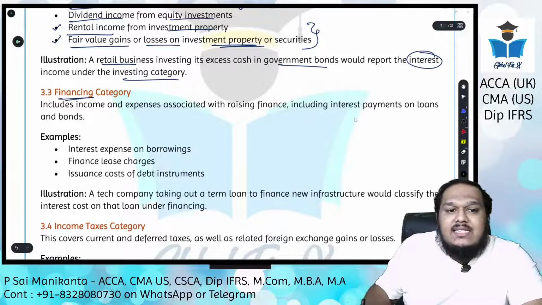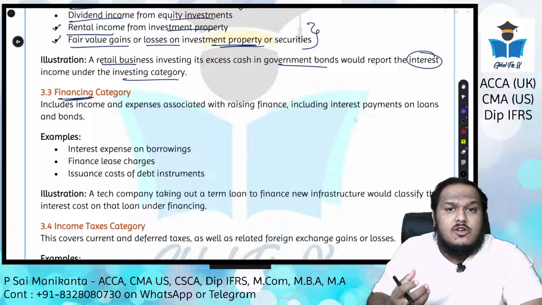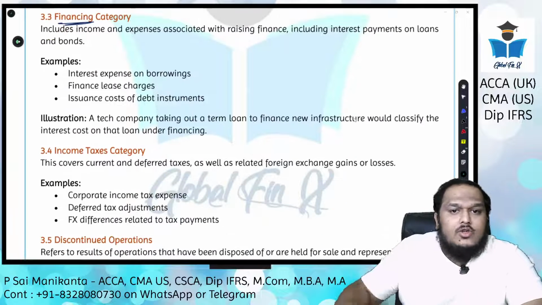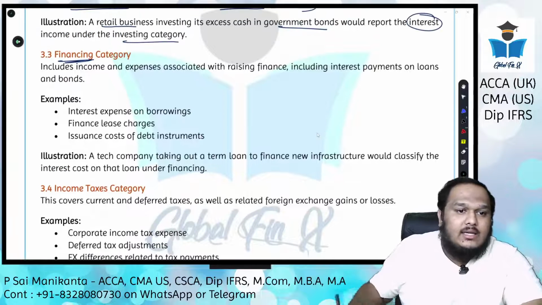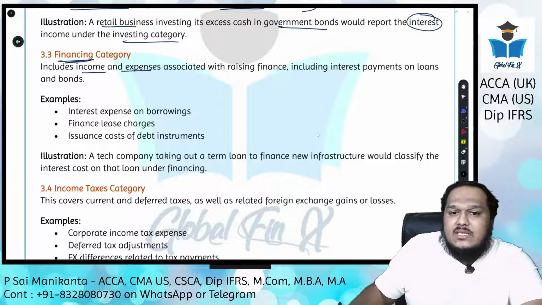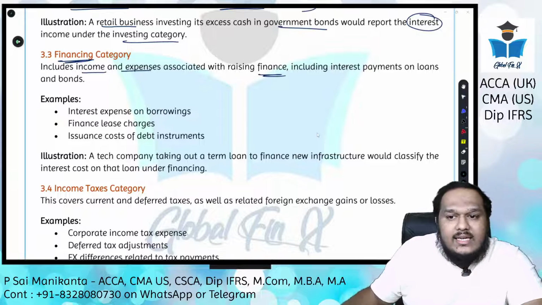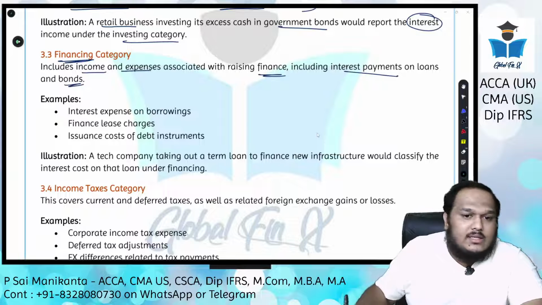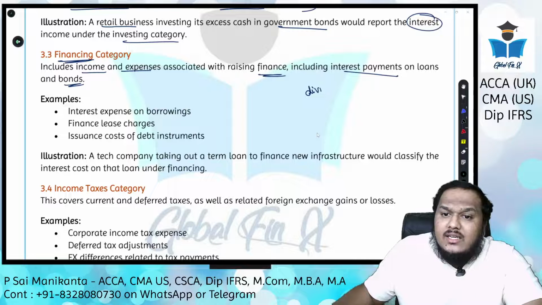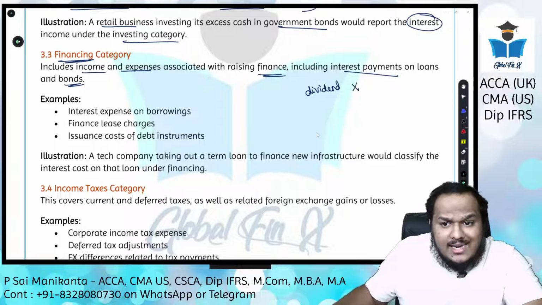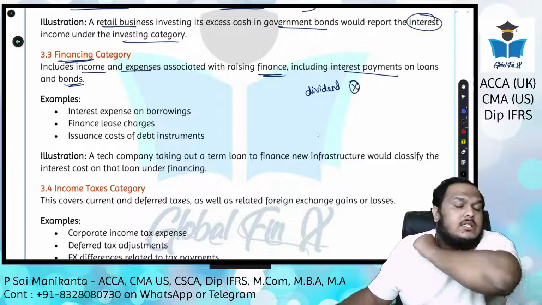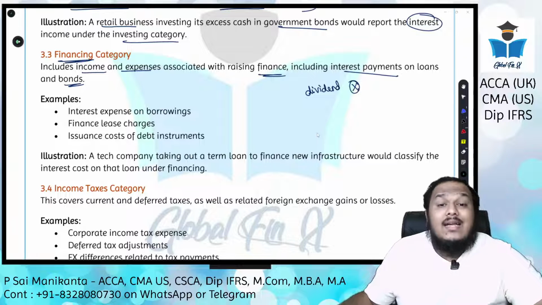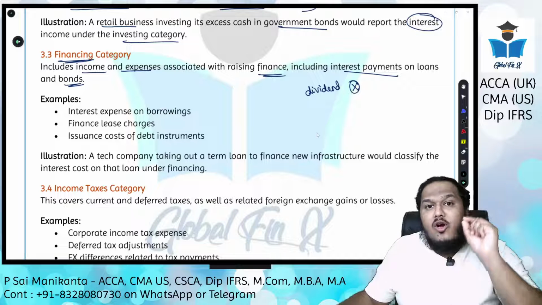Next one, the financing category. Financing means what? Sources of funds. Where did we raise the money from? Any interest or dividend you pay back is a financing category. It includes incomes and expenses associated with raising finance, including interest payments on loans and bonds and other items. Sir, what about dividend? Dividend is not an expenditure. Dividend paid by the company is not an expenditure. It is an allocation of profits.